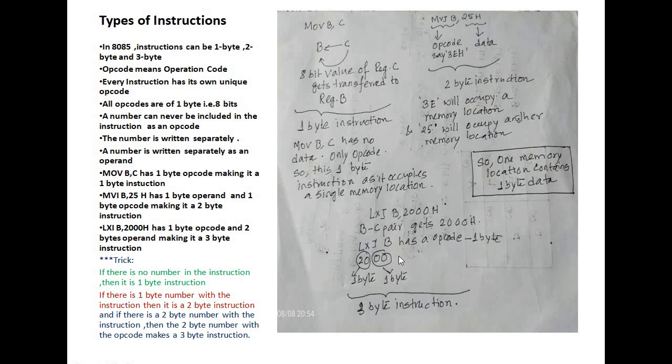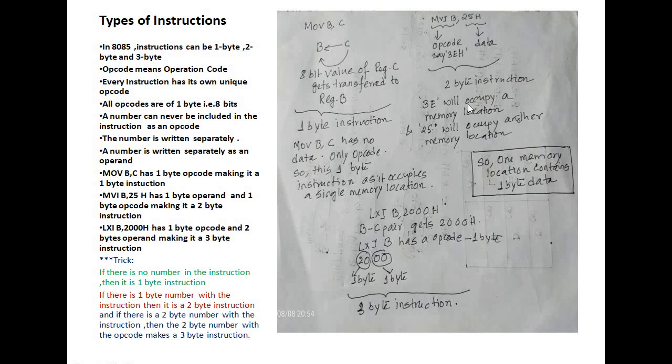Right? So it will occupy how many memory locations? 1 byte for opcode, 1 memory location for the higher byte, and 1 memory location for the lower byte. So it is a 3 byte instruction. Understood? 1 byte if there is no operand, this is a 1 byte instruction.